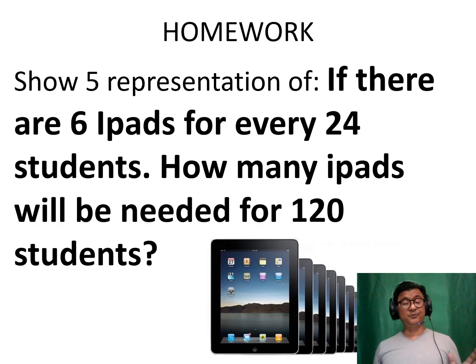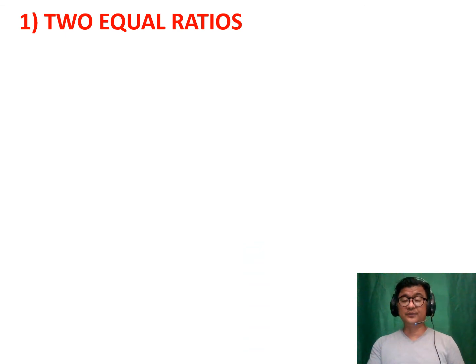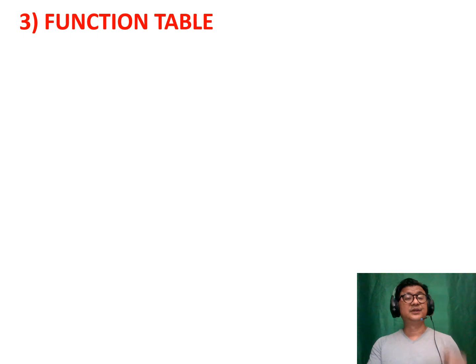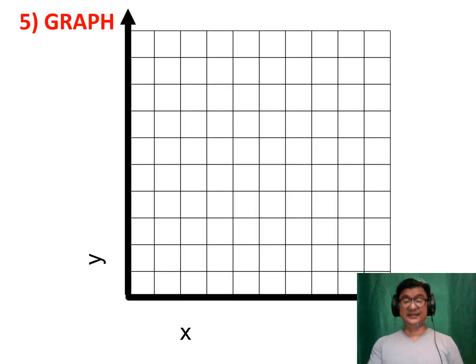And now for your homework, show 5 representations of this one. If there are 6 iPads for every 24 students, how many iPads will be needed for 120 students? Again, you will work on your own. Show two equal ratios, horizontal ratios, function table, equation, and then a graph. Prove that it is a proportion. Once you're done, show it to your teacher. Good luck.